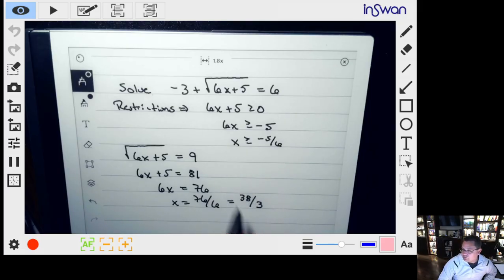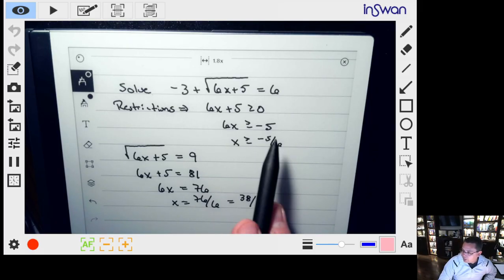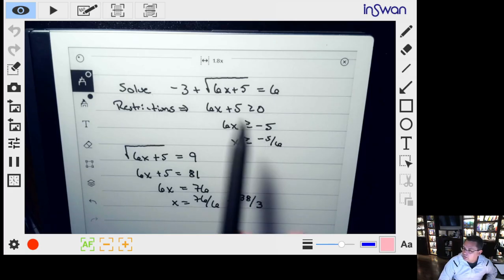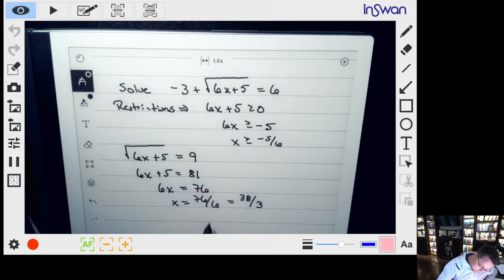Well, this is a positive number, so clearly it's greater than or equal to negative 5/6. So no problem, it's going to work in this equation here. Okay, and so our solution then, we can just write it as 38 over 3.